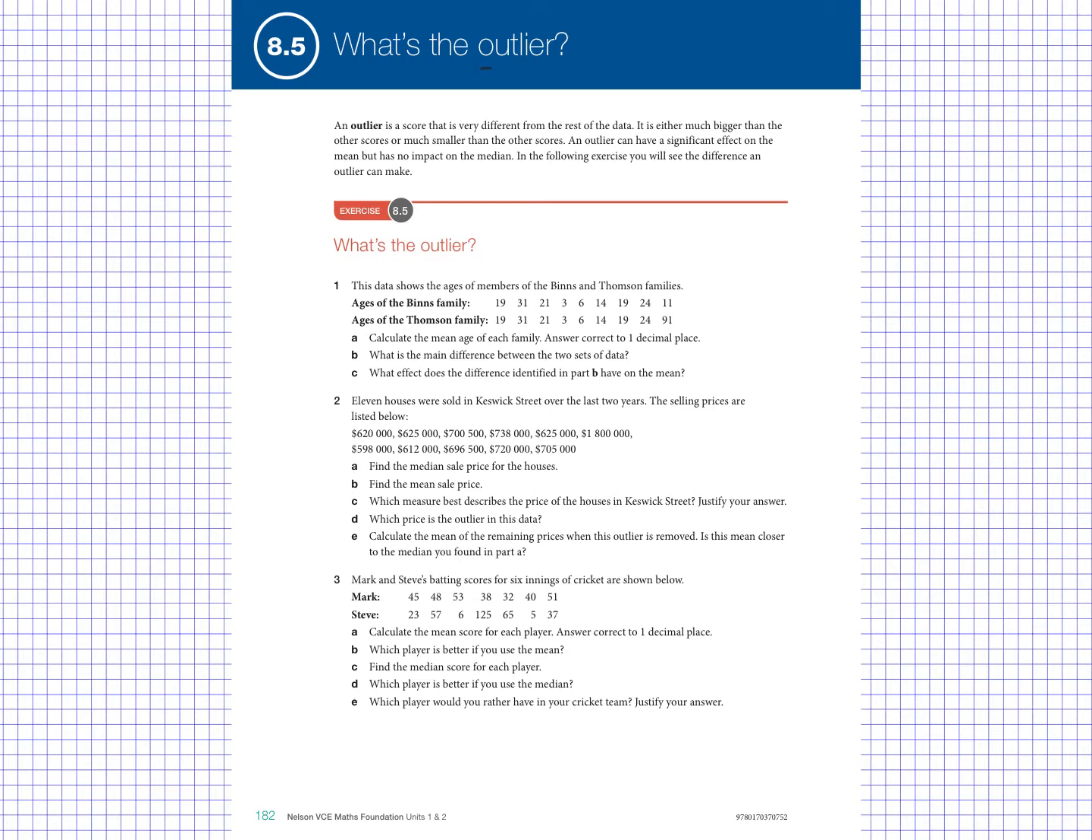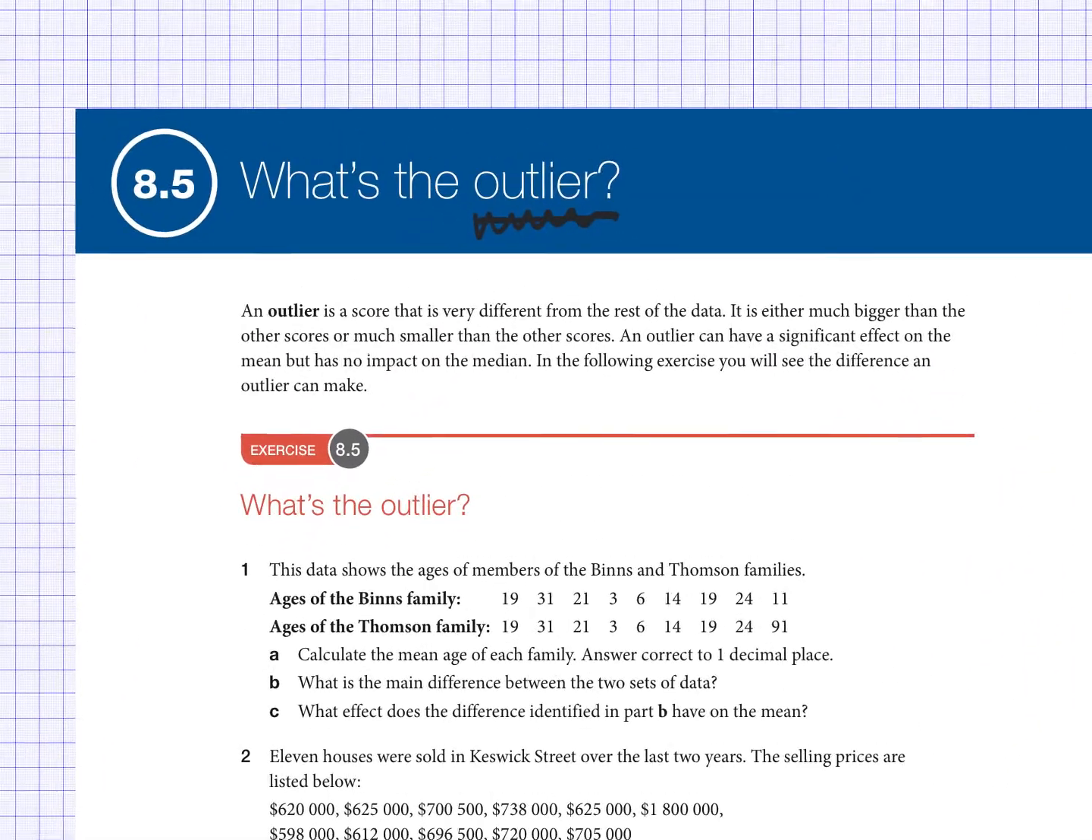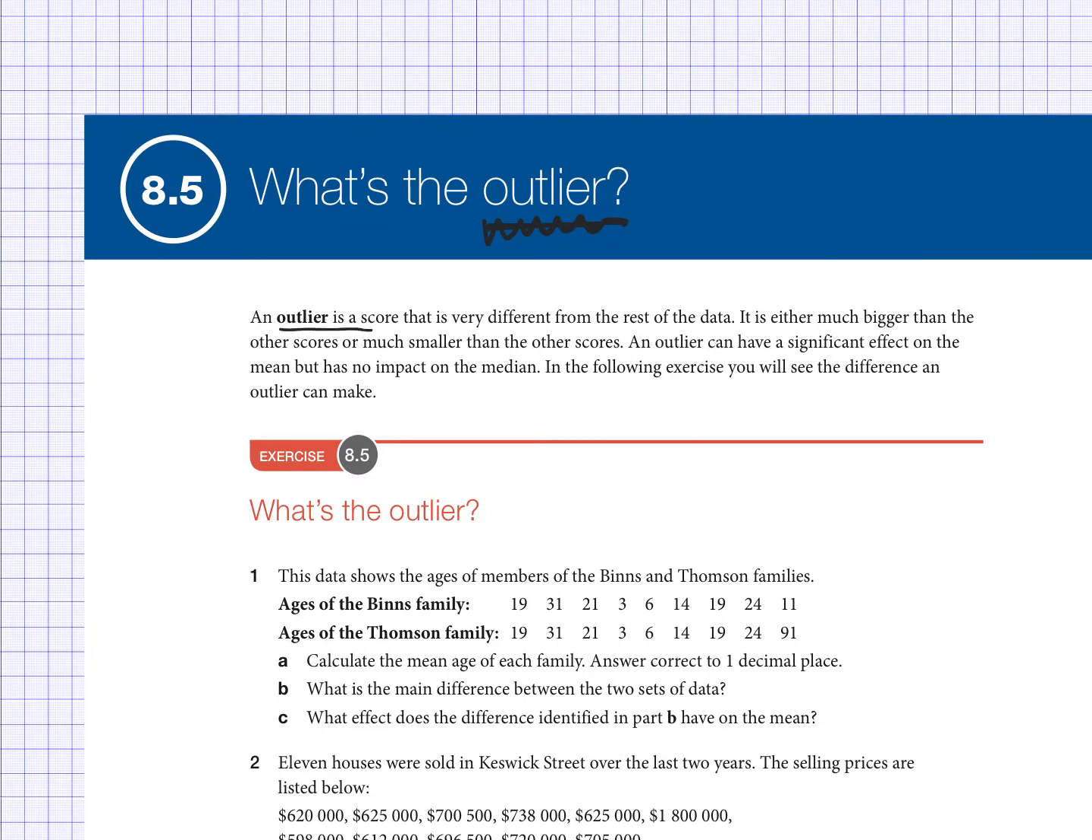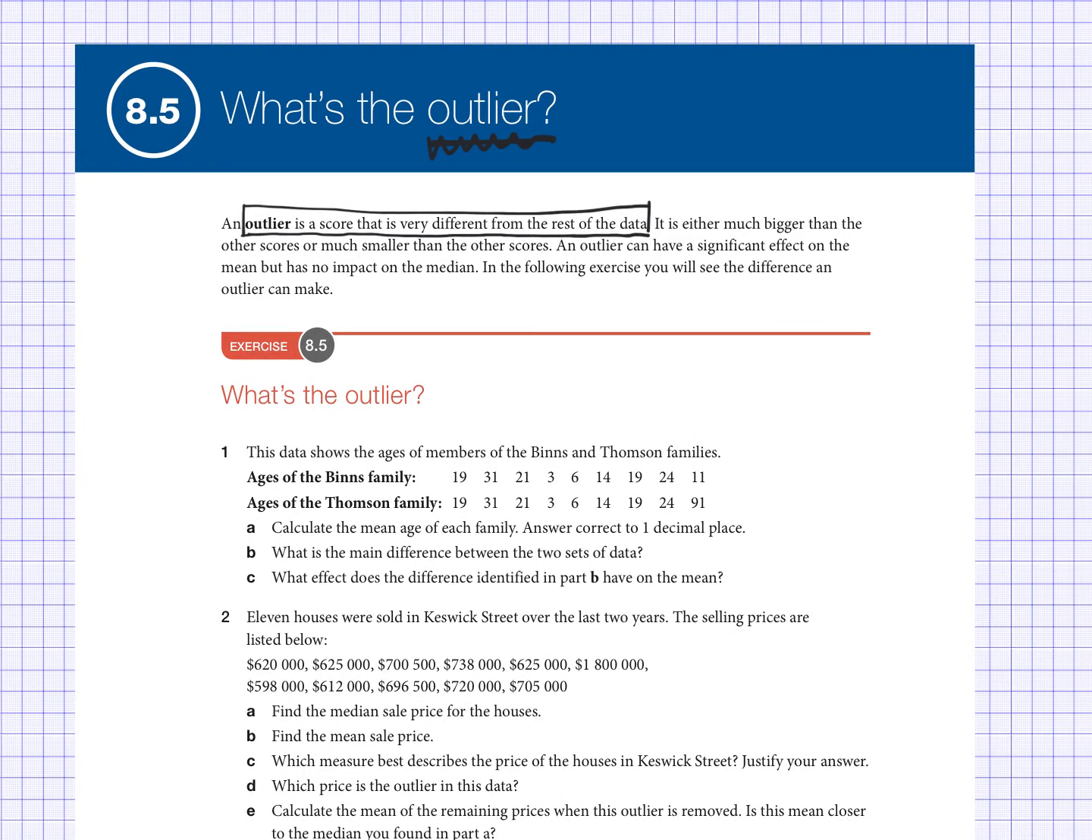Now, there's not really a whole lot of information to learn about outliers other than we remember that an outlier is a score that is very different from the rest of the data. So I want you to write that into your books and highlight it somehow. It's very important that we know that. It's either much bigger or much smaller, all right?